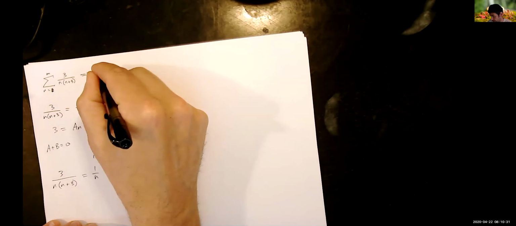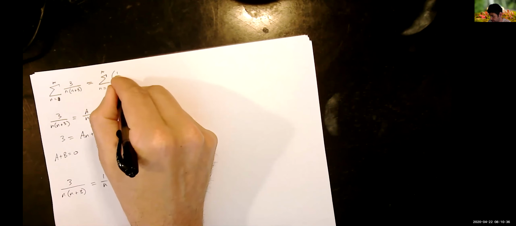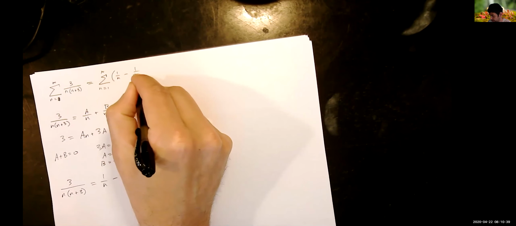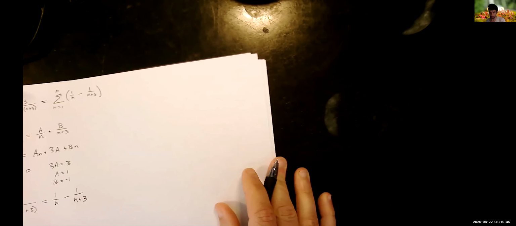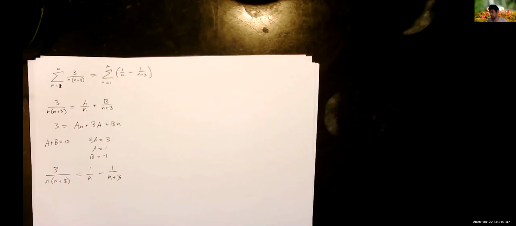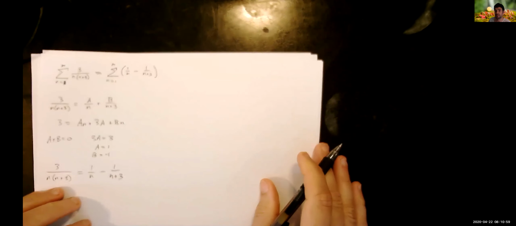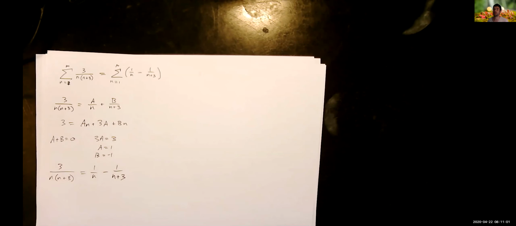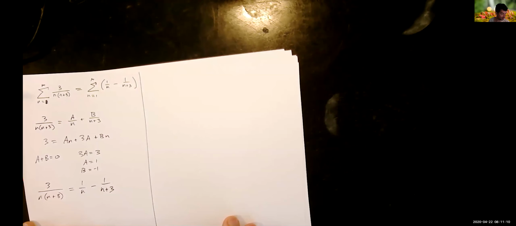So that means our sum becomes the sum from n equals 1 to infinity of 1 over n minus 1 over n plus 3. The key with a telescoping sum is writing out the first few partial sums until you recognize a pattern, so that you end up with a form for the partial sums. You'll see what they're going to look like. So let's just do it. It'll be easier to explain as an example.